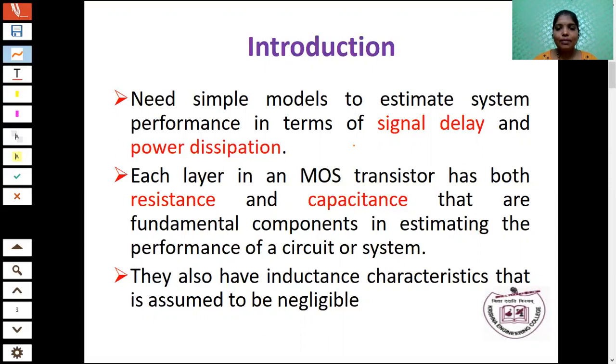You know that the CMOS inverter is a combination of PMOS and NMOS transistors. Each layer in the MOS transistor has both resistance as well as capacitance. So the resistance and capacitance are the fundamental components to estimate the performance of the system. Here we are not going to consider the inductance characteristics. We assume that the inductance characteristics are negligible. So delay is measured with the help of only the resistance and capacitance in the MOS transistors.